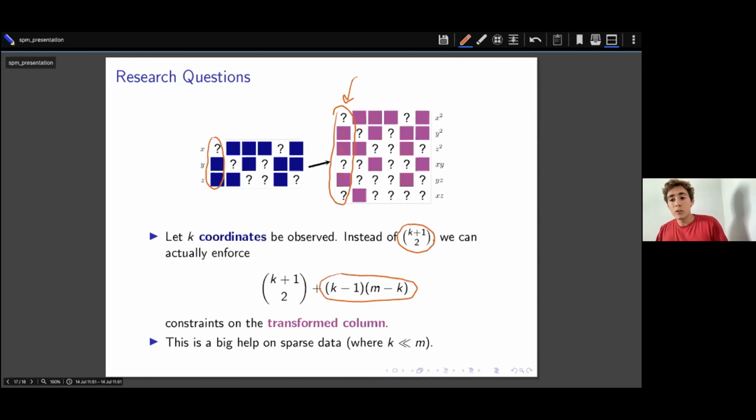This is a pretty big number, because in practice, we assume that m, the number of dimensions we have here, is going to be pretty large. The k is going to be pretty small, so this is going to be big in practice.